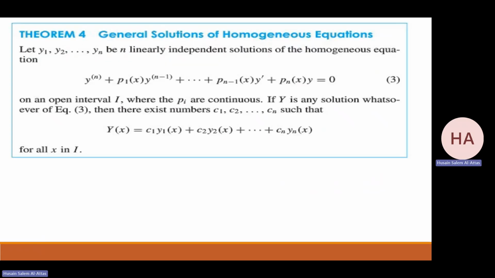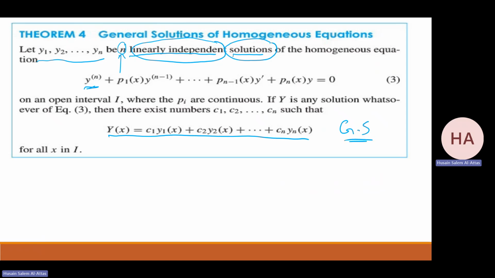Now we'll have this theorem where I will stop. The general solutions of homogeneous equations. How to find the general solutions? I need solutions. Not only solutions, they are linearly independent, and I have order n, and they are n. So you have n linearly independent solutions. Then, if that is the case, we say we have the general solution, which is just a linear combination of those.